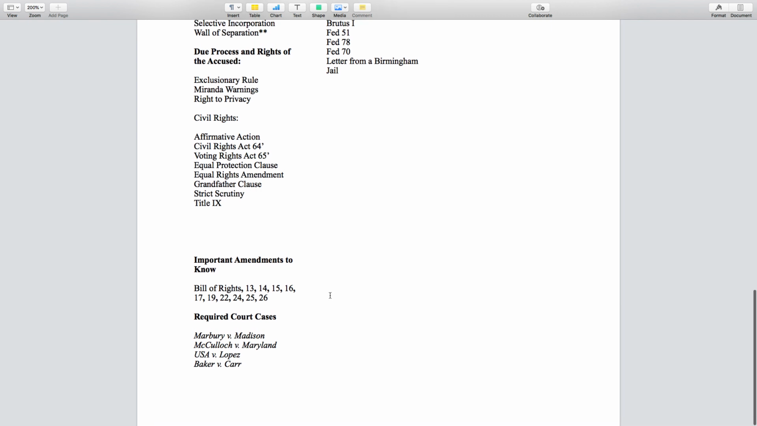Okay, important amendments to know. The Bill of Rights, again, I'm going to get that sheet on Canvas that summarizes the Bill of Rights for you guys. The 13th Amendment, right? More democratization, right? African Americans getting the right to vote. 14th Amendment, huge, super important.